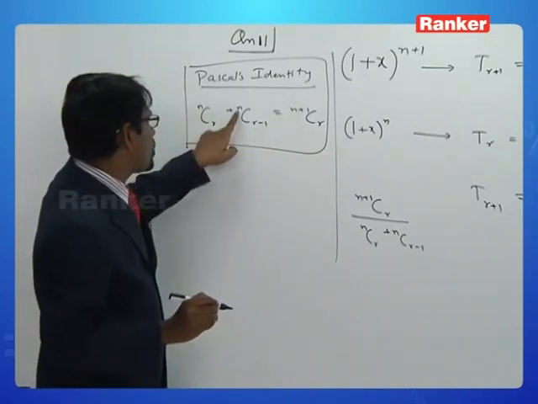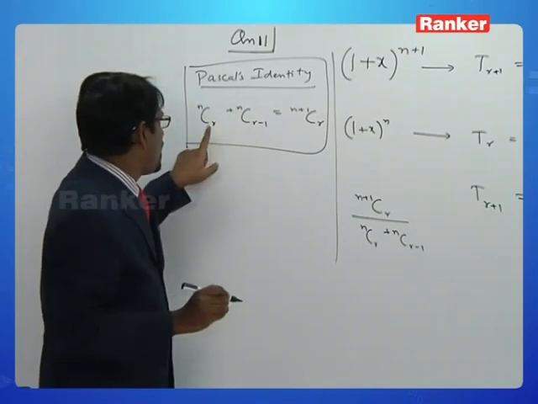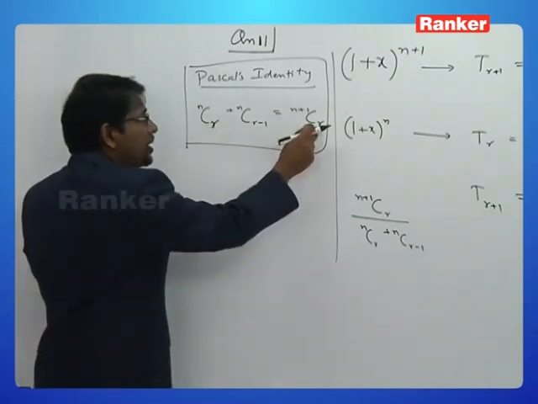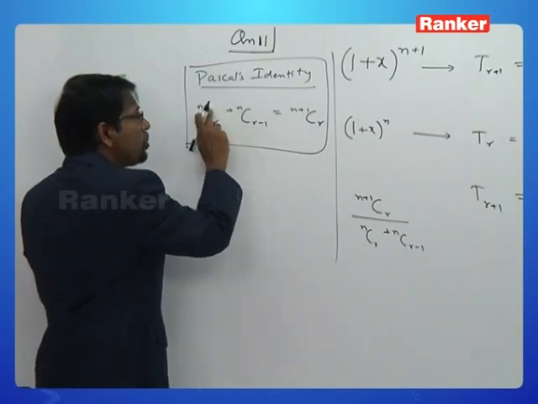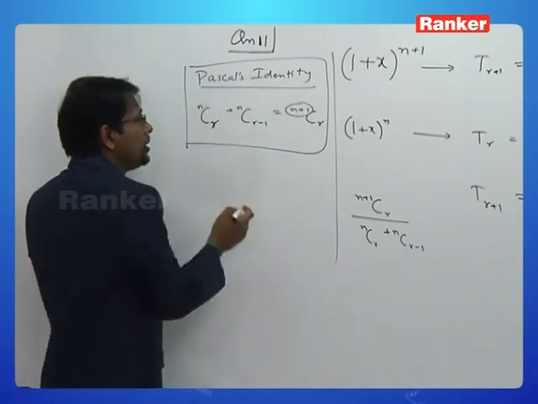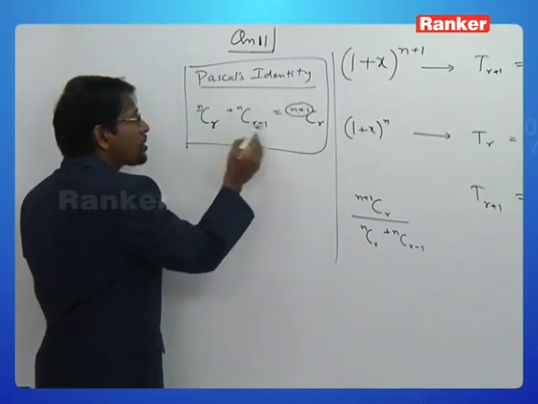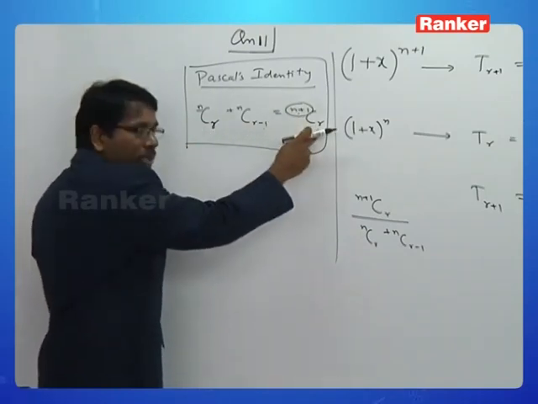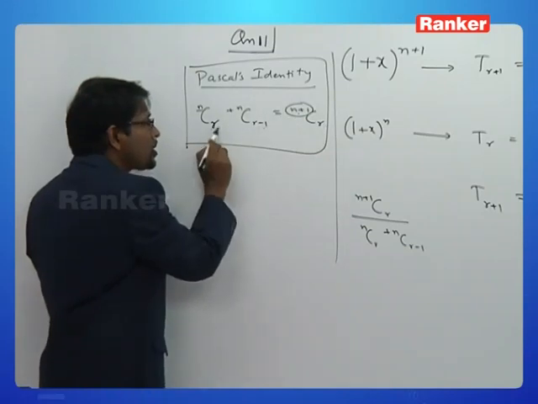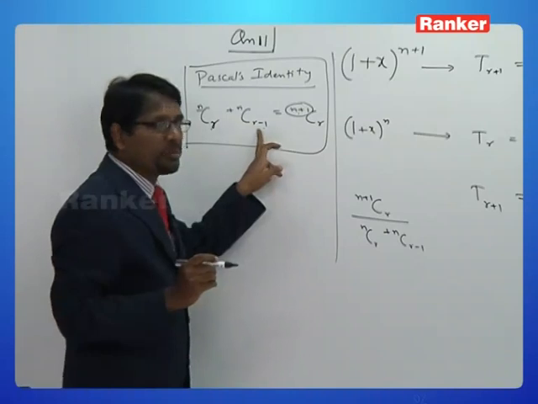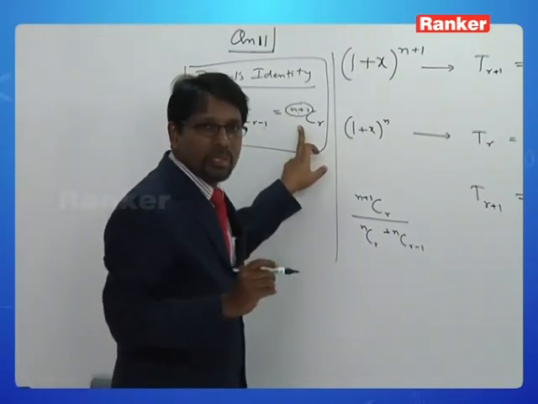Observe that the lower indices differ by 1, and the greater of the two appears on the right side, and the upper index will be increased by 1. So, instead of n we will have n plus 1. Of these two, which is the maximum? r. So, that will come here. Of course, these lower indices should differ only by 1. So, nCr plus nCr-1 is equal to n+1Cr.